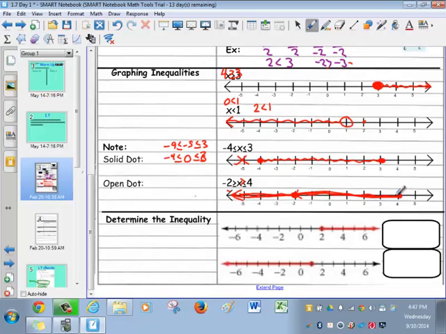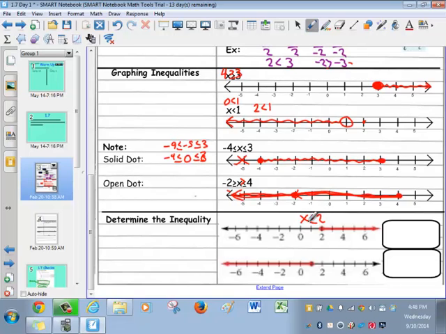Okay? So right here, let's take a look at this inequality. We want to determine this inequality now. The graph is given for us. Let's go to this direction. What is the inequality? Well, we're starting at 2. Okay? We have an x. So are these values bigger than 2 or less than 2? Well, they're bigger. 4 is bigger than 2. So we know that x is going to be greater than 2.